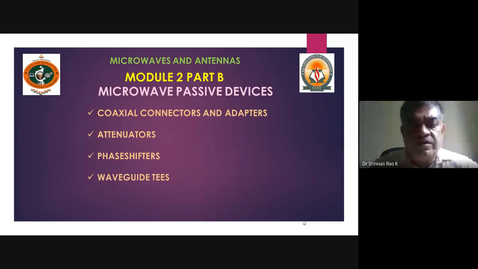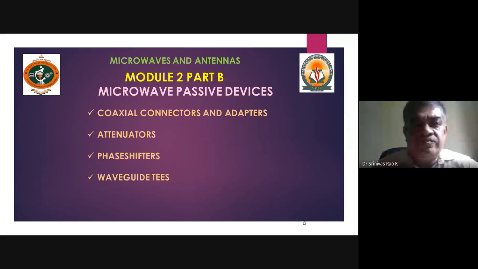Then we have waveguide tees. These are the tees which are used for hybrid junctions, where you want to split the waveguide signals into 2 parts, 3 parts, like that. So these tees are used to bifurcate the waves in terms of different phase, in phase, out of phase, like that. So you have these kind of waveguide tees which are connected to the waveguide. Waveguide is also part of a transmission line.